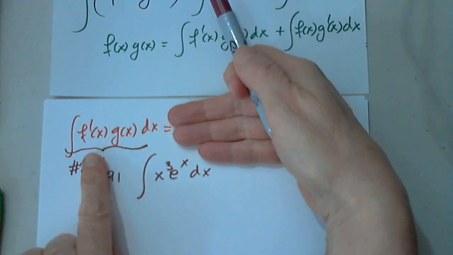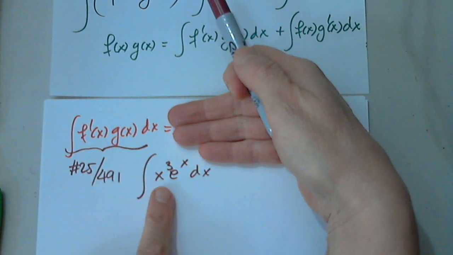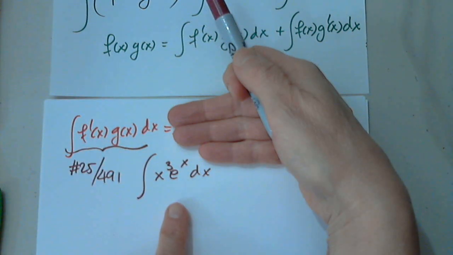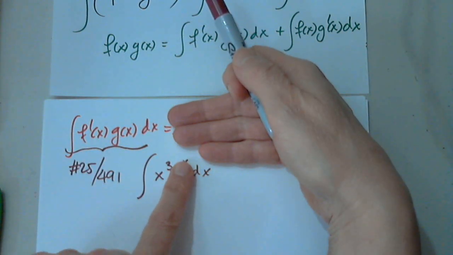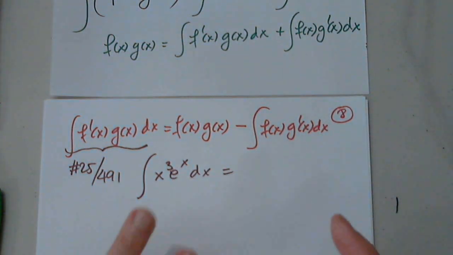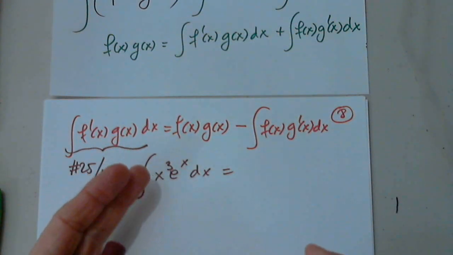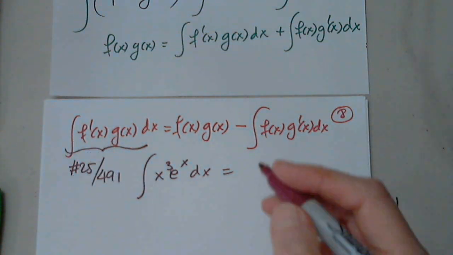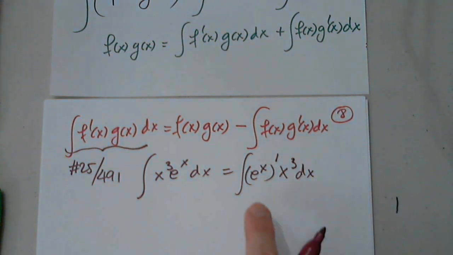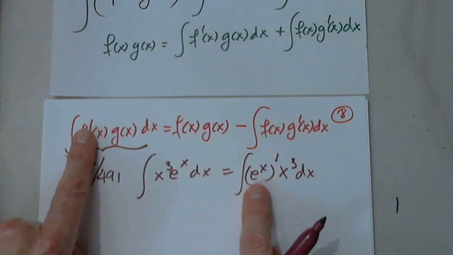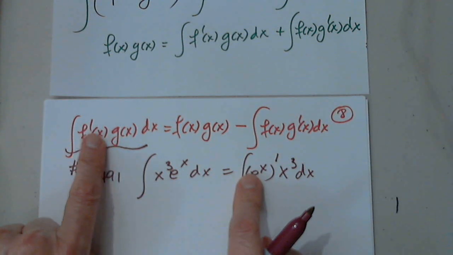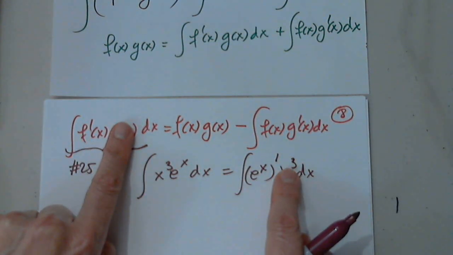But how can I make this into something with a derivative in it? Very simple, because e to the x is its own derivative. So I can rewrite this integral as, you can multiply them using the commutative rule if you want to keep it exactly in this order, e to the x prime times x to the third dx, where f is e to the x. I have f prime, and g of x is x to the third.